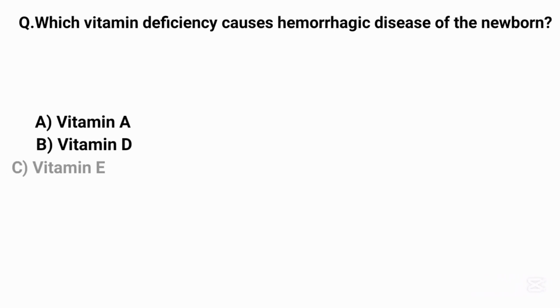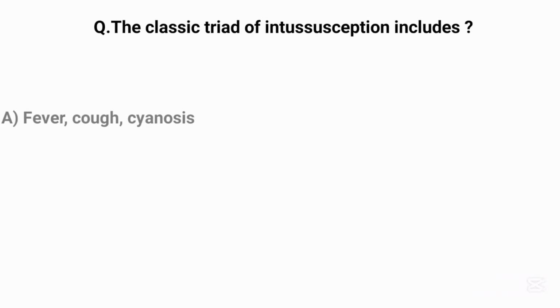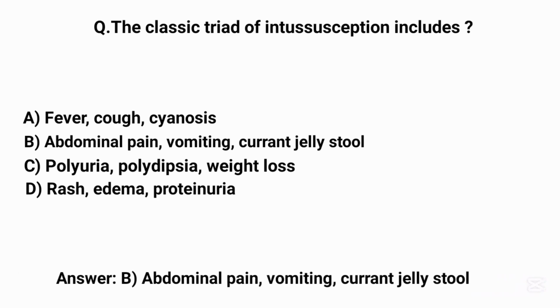Which vitamin deficiency causes hemorrhagic disease of the newborn? Correct answer is option D, vitamin K. The classic triad of intussusception includes. Correct answer is option B, abdominal pain, vomiting, currant jelly stool.